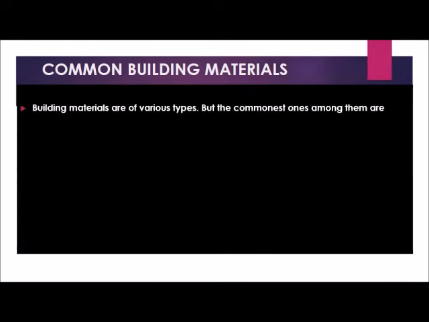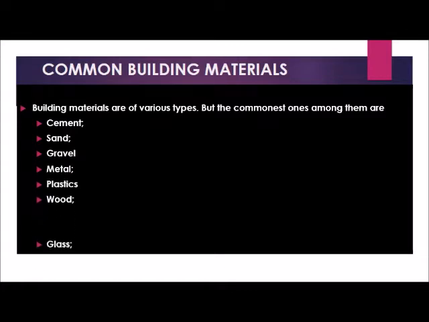Common building materials. Building materials are of various types, but the commonest ones amongst them are cement, sand, gravel, metal, plastics, wood, glass, leaves and grasses, and ceramics.